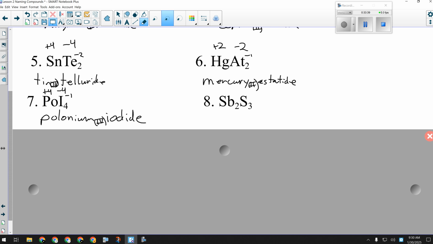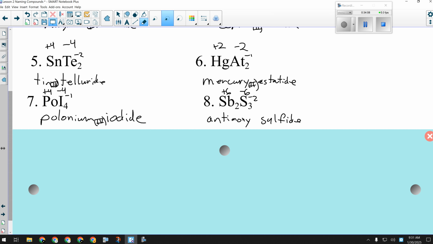All right, number 8. What's Sb? Antimony, yeah. Antimony sulfide. Sulfur always has a charge of -2, and there are 3 of them, so we're going to have 6 negative charges. So I've got to get 6 positive charges from 2 antimony. 6 divided by 2 is 3. So this is the antimony with the +3 charge.